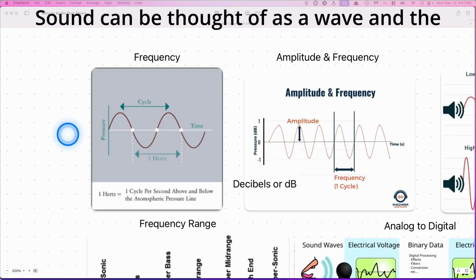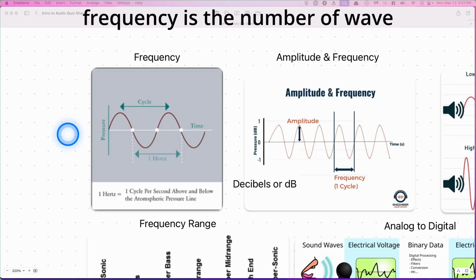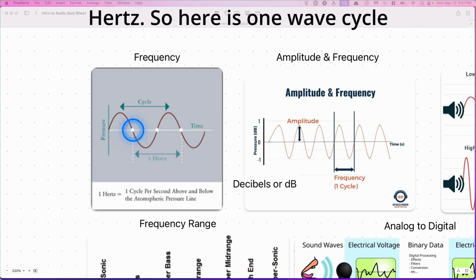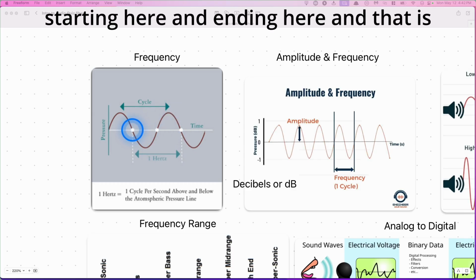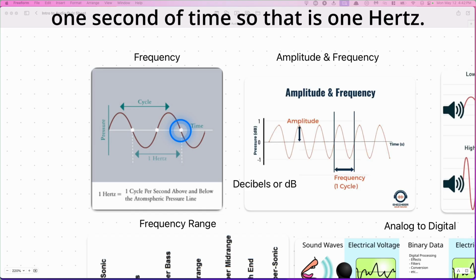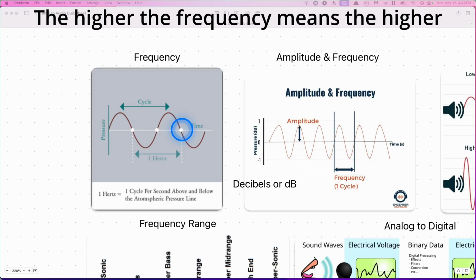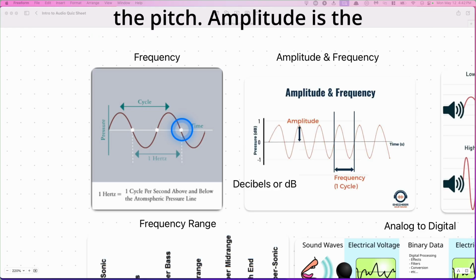Sound can be thought of as a wave, and the frequency is the number of wave cycles per second, and it's measured in hertz. So here is one wave cycle starting here and ending here, and that is 1 second of time, so that is 1 hertz. The higher the frequency means the higher the pitch.